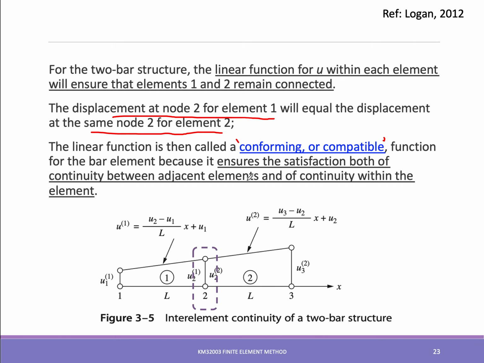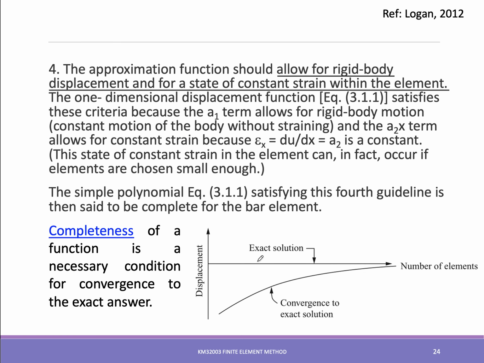And it makes sure that it satisfies both the continuity between adjacent elements, in between two elements, and the continuity within the element, within each of these elements. We call it conforming and compatible, right? That would be a good or proper type of displacement function. And then finally, the fourth guideline is that the approximation should allow the rigid body displacement and a state of constant strain within the elements, okay.